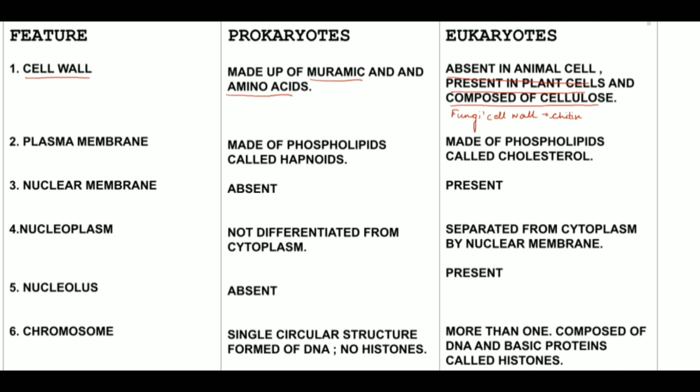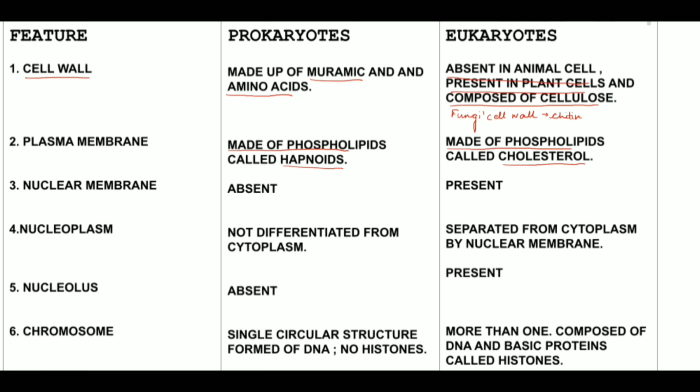So, moving on, plasma membrane. They are made up of phospholipids. Here also the plasma membrane is made up of phospholipids, but the lipids it is made up of are known as hopanoids, and here it is known as cholesterol. The chemical composition is different. They're made of phospholipids, but phospholipids can also be of various types. So the lipid which makes the plasma membrane of prokaryotes is known as hopanoids. And in the case of eukaryotes, the lipid which makes the plasma membrane is called cholesterol.